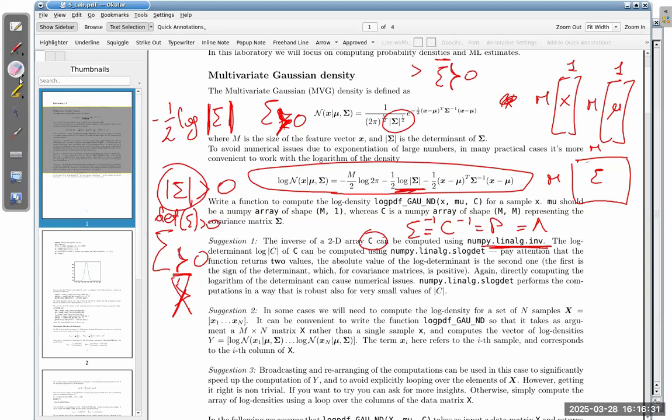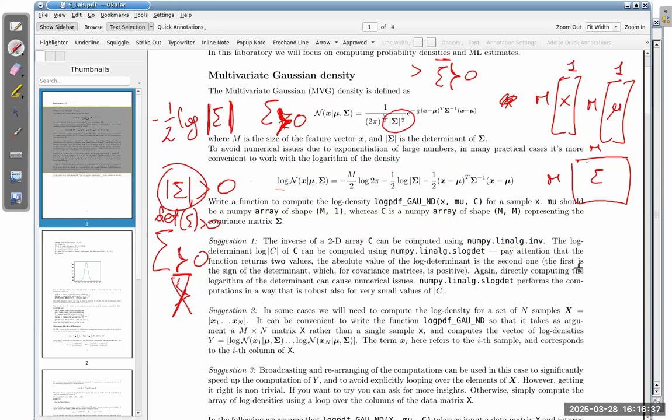But if we were to compute first the determinant and then the logarithm, we would end up with a similar problem. Imagine sigma is a covariance matrix that has all variances equal to 2, but is very large. Imagine that this is diagonal for simplicity. So a diagonal covariance matrix with all diagonal elements equal to 2 means a covariance matrix where the variance of each feature is 2. It's not unreasonable.